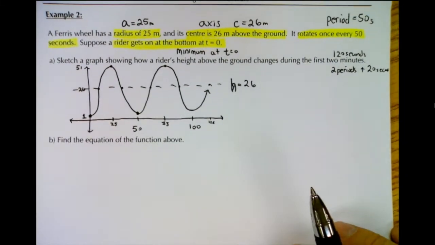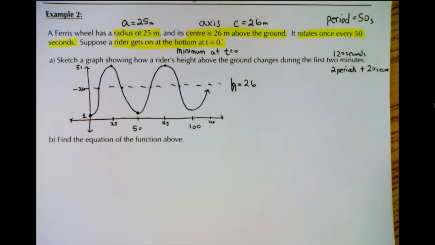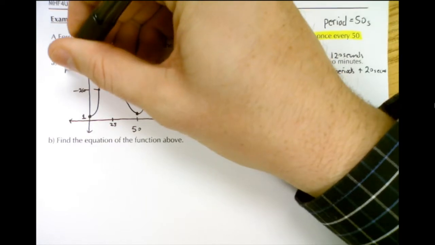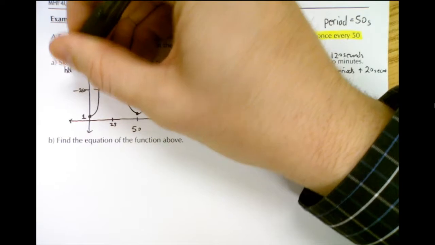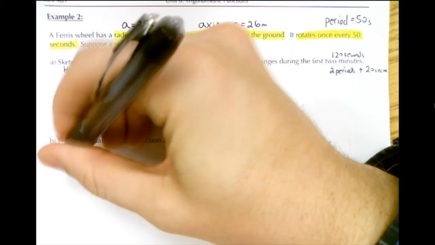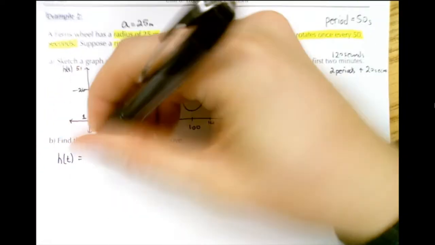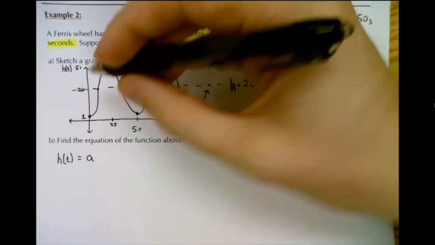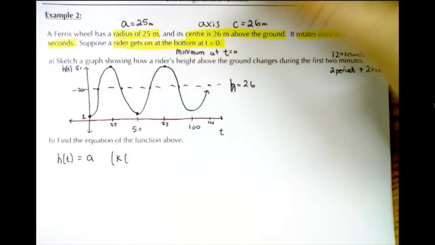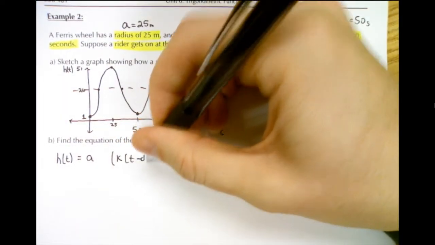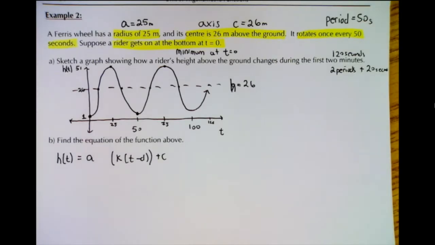Find the equation. To find the equation, you need a few pieces of information. Let's model our equation. We're going to talk about heights and times in seconds, so our function is going to be h of t. And it's going to be a times sine or cos, we'll come to that part in a second, of k, and then t minus d, plus c. So we need information about a, k, c, and d, and we need to figure out whether it's sine or cos.